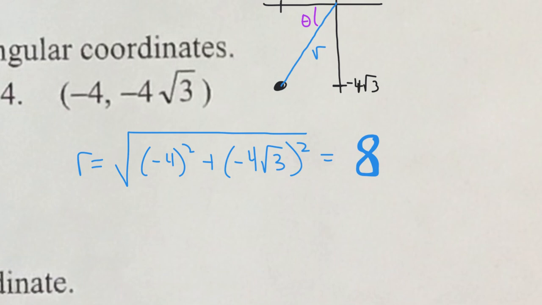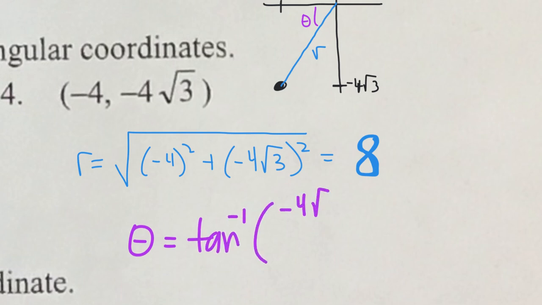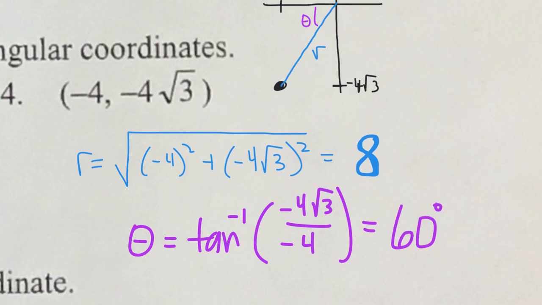Now let's talk about our angle. The angle is the inverse tan of negative 4 roots of 3 over negative 4. Okay, so hit control divide. When you hit control divide, you're going to get a fraction so that you're able to put negative 4 root 3 and then scroll down and put negative 4 in there. 60 should be your answer.